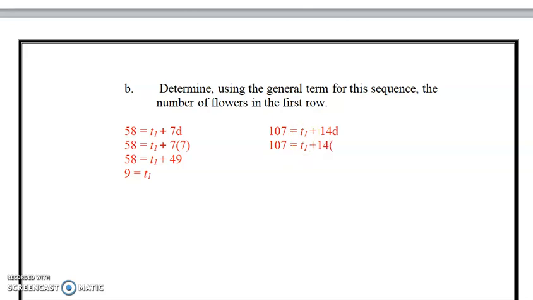Plus 14 times 7, that will give us 107 equals T1 plus 14 times 7, we know is 98. Subtract 98 from both sides, and you're left with 9 equals T1. So both will provide us with the first term. Again, you only have to do it once. You can pick either equation, but showing both will verify that it's definitely right. It's nice to know that you're right leaving the question.